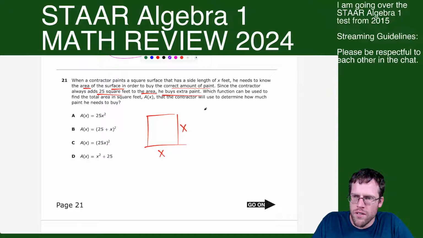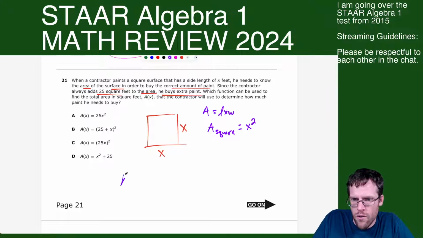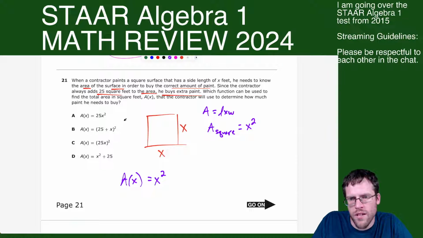All right, well, the area of a square, you could think length times width, but the length and width are the same. So here I could just say the area of a square is x times x, or x squared. So our area function is going to start off as x squared, but then you're like, oh no, my answer is not there. Because they said the contractor, here's the detail right here, always adds 25 square feet to the area. So here's the area, and let's add 25 square feet to it, and this matches up with choice D.